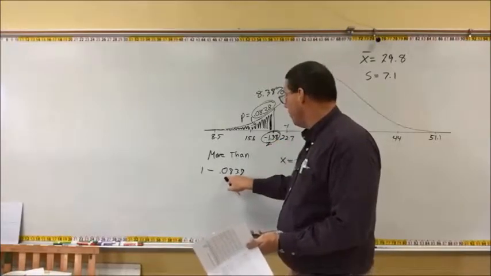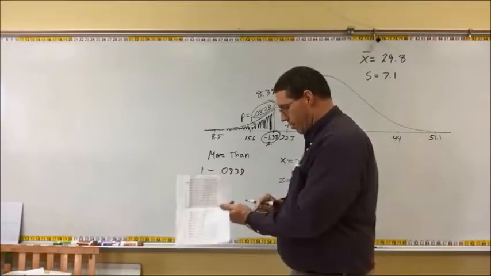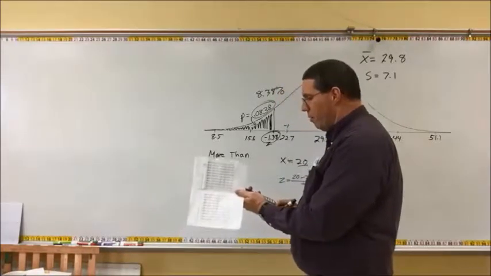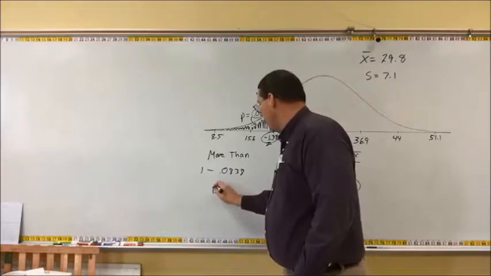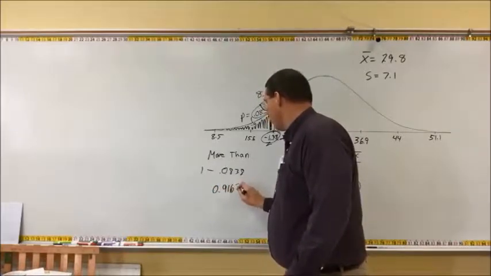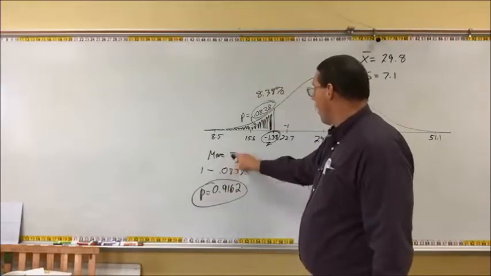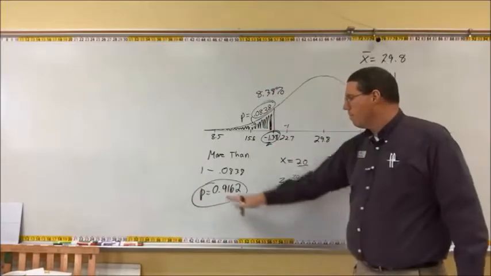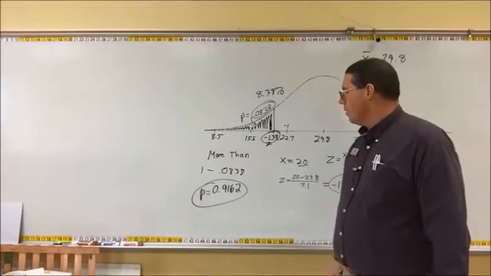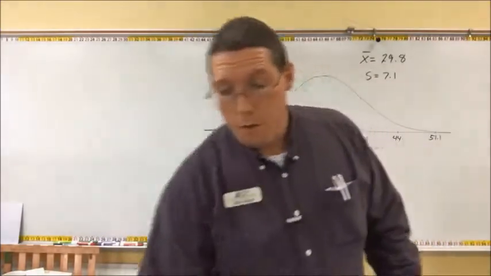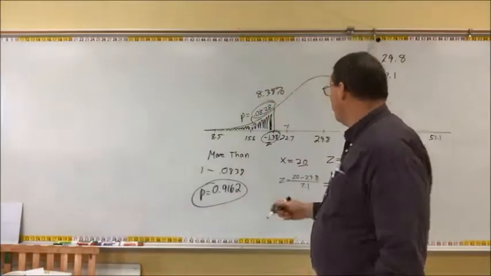But this is a p-value. So 1 minus 0.0838 gives us 0.9162. So our p-value, our proportion that is more than negative 1.38 is 0.9162. And then the third kind that we did was we did a between.